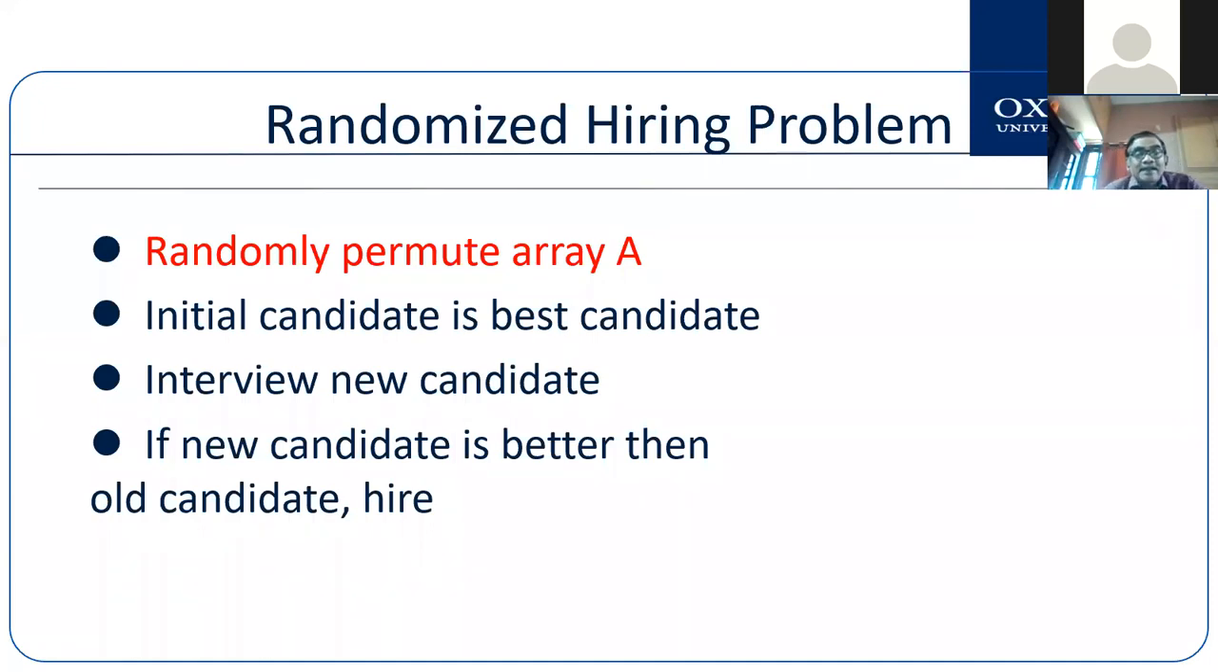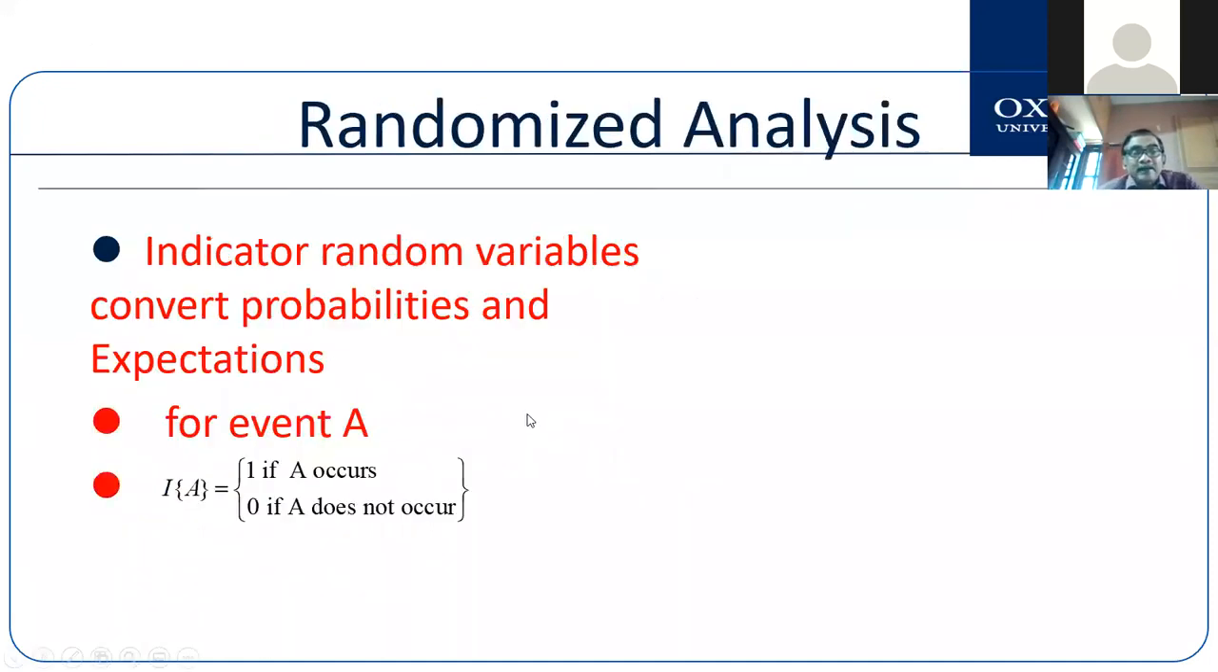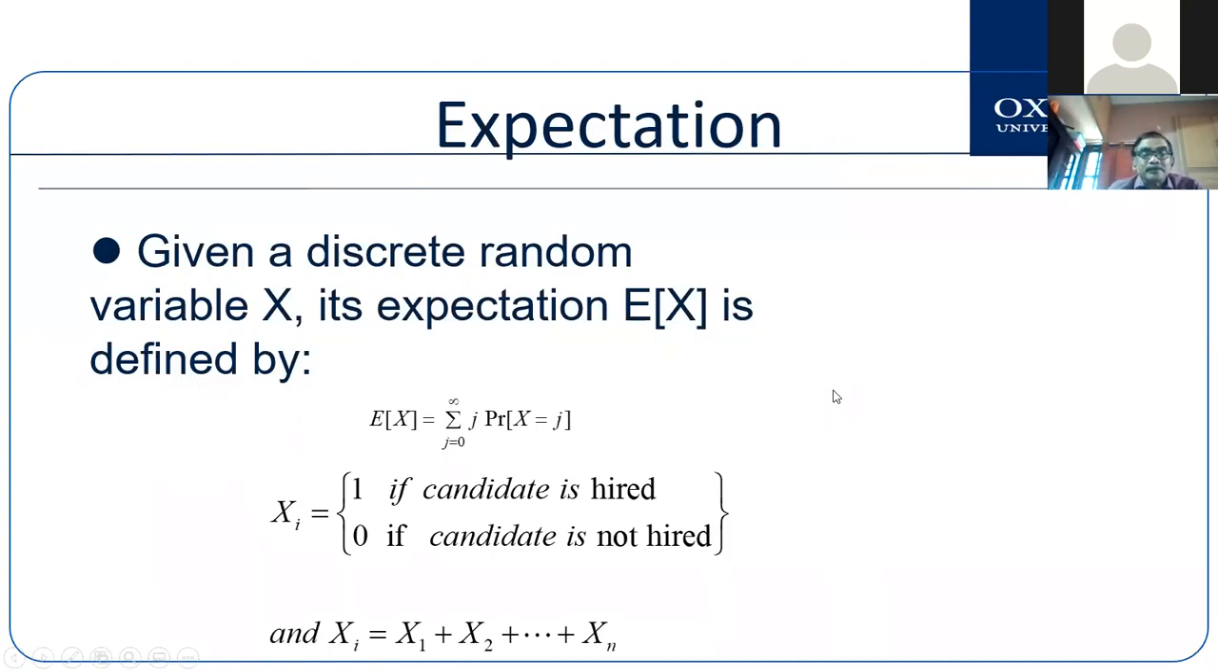In other words, I can prove that this algorithm is better by introducing concepts of probability. One concept is the indicator random variable. An indicator random variable is 1 if the event A occurs, and 0 if it doesn't occur at all. So what is the event in our case? It is nothing but the hiring of a candidate. 1 means the candidate is hired and 0 means not hired. In other words, this becomes a random variable.